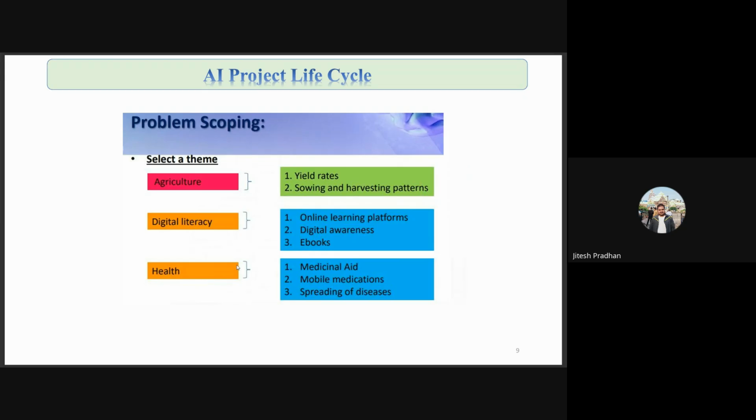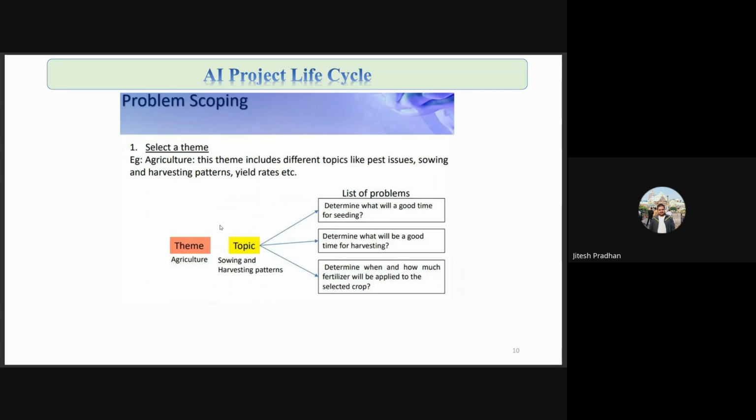Now let's select a theme. In this case, we have selected agriculture as a theme, and within agriculture there can be so many topics. So we have to choose one topic. I have selected sowing and harvesting patterns.